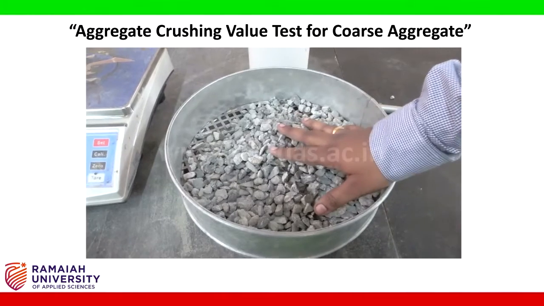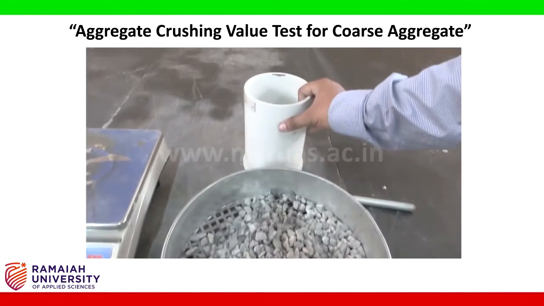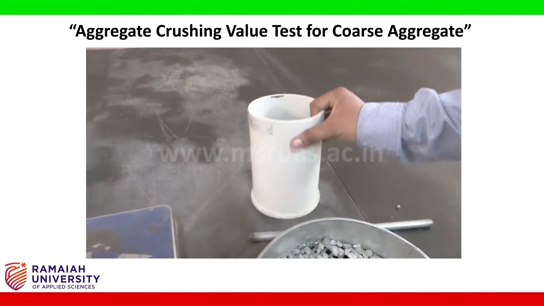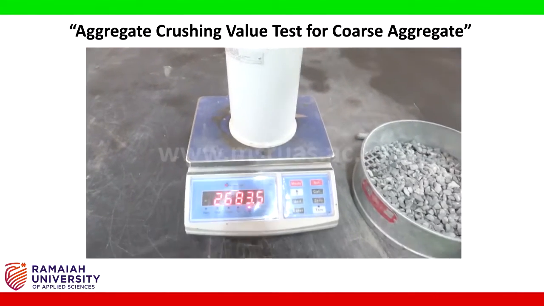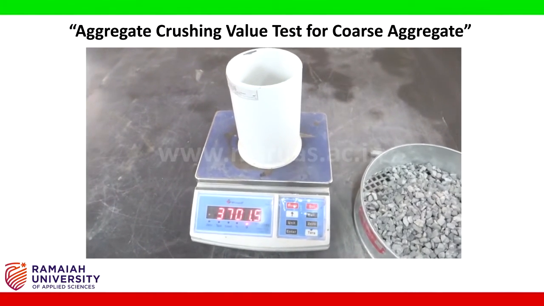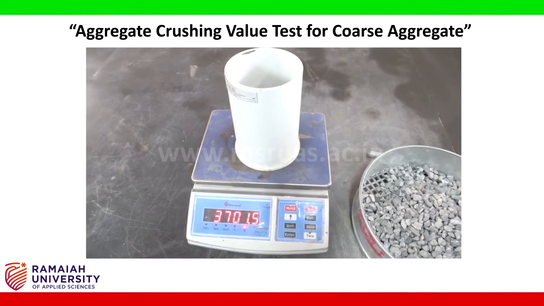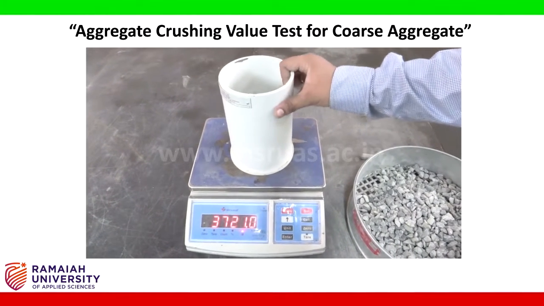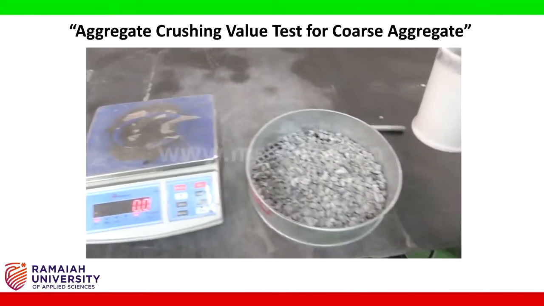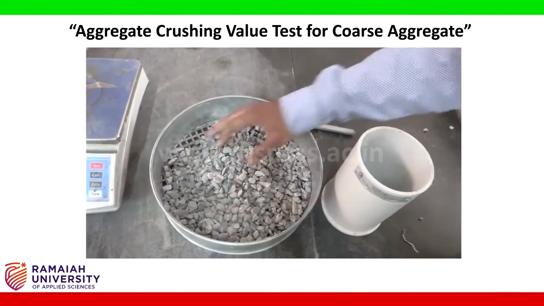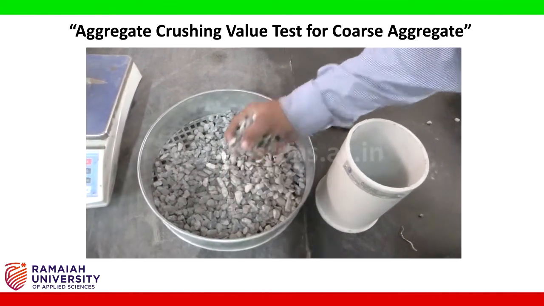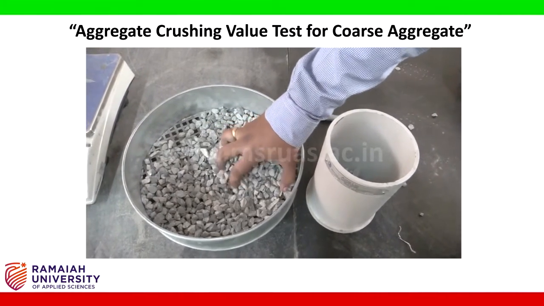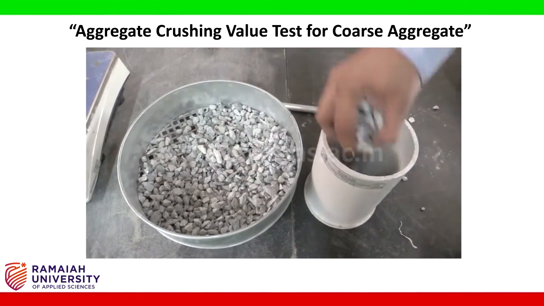After sieving the aggregates, the next step is to take the empty weight of the measuring cylinder. So we measure the empty weight of the measuring cylinder. It's 3701 grams. We call it W1, that is the empty weight of the measuring cylinder. After measuring the empty weight, we are going to place the aggregates in 3 equal layers in the measuring cylinder, and we are going to compact each layer with 25 blows.